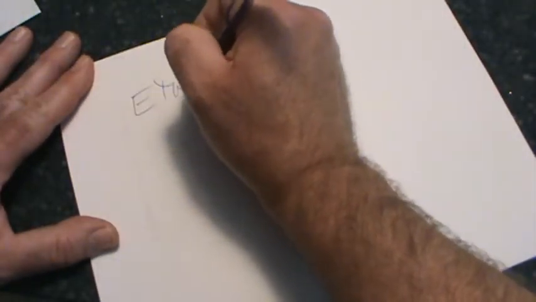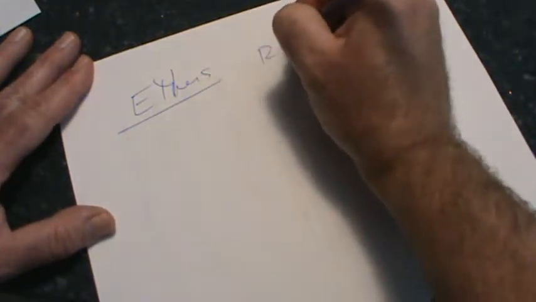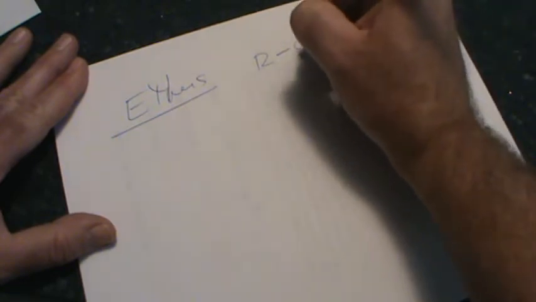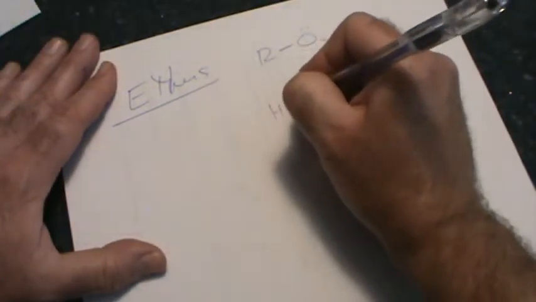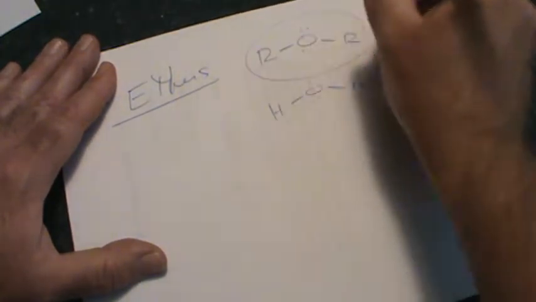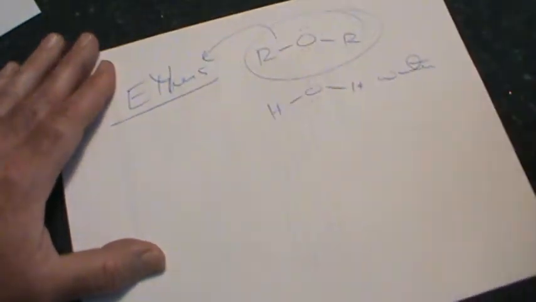Ethers. In the case of an ether, you have an organic group which is attached to an oxygen, and then the oxygen is attached to another organic group. Looks a lot like water, except that we've replaced the 2 hydrogens of water with these R groups. So this is water, and this is an ether. These R groups can be anything you like.